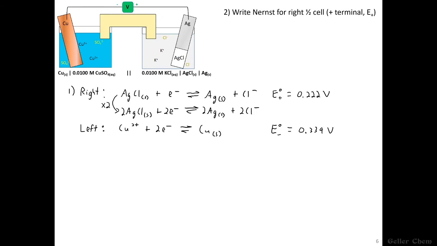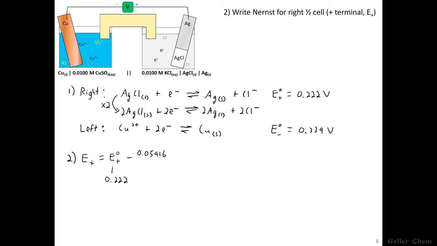Step 2. Write the Nernst equation for the right half cell. So step 2, we are looking for the actual voltage of the right half cell, in other words, the one hooked up to the positive terminal. And so we set this equal to the standard state voltage on that positive wire, which we've already written down. It's 0.222. And then we have this modifier we're going to subtract from it.